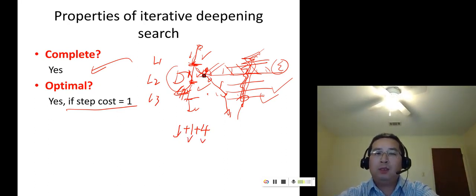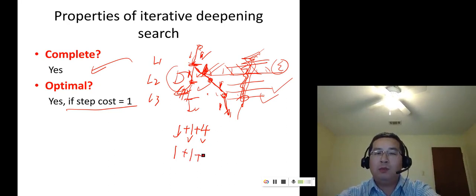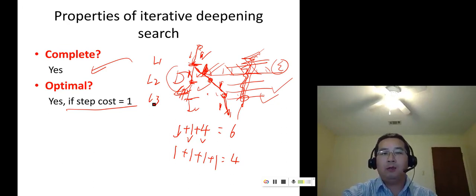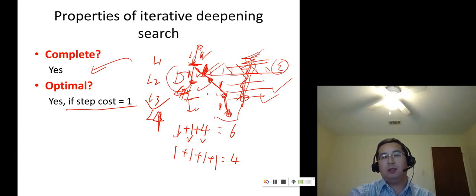But for this other one, there are even more layers than this one, but because each layer's cost is different, this is 1, this is 1, this is 1, this is 1, okay? So it's 1 plus 1 plus 1 plus 1, so in total it is 4. This one in total is 6. So even if you find the answer at L3, maybe there's another one whose cost is even smaller. So the cost at layer 4 is only 4 for this one. So this really depends on the question.